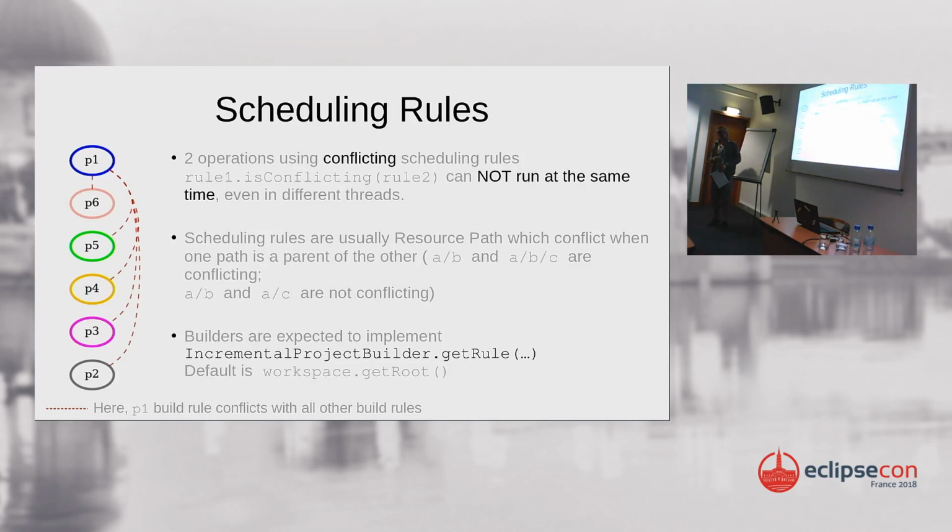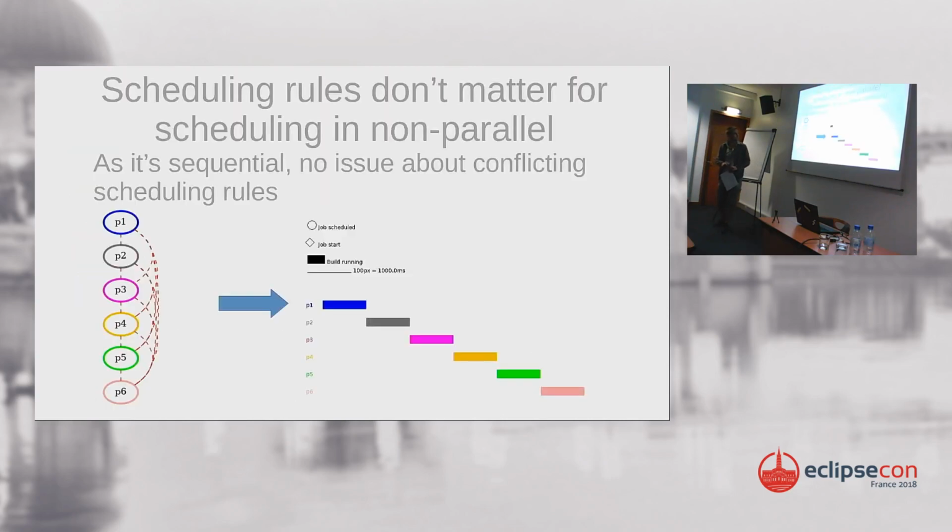For the next demo, we will use this kind of graph, and the dashed red arrow means that there are conflicts between 2 builders. Here, we configured the various projects so they all conflict with P1. That's something we can tweak with the builder, but it's just for the example. If we are in a non-parallel mode and we have all projects conflicting like this, then we are doing things sequentially anyway, and everything is in the same thread. There are never 2 builders running at the same time, so the scheduling rules do not really matter. You have no need for scheduling rules at that point, and you still get sequential.